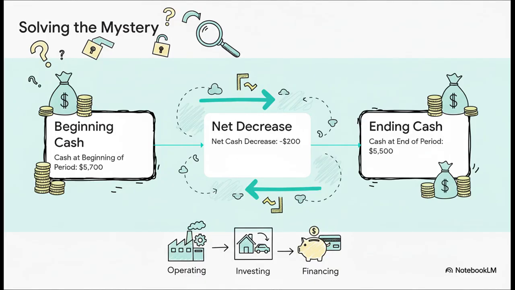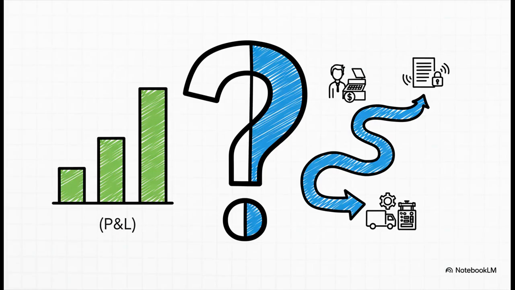The business started the month of April with $5,700 in the bank. We just figured out that its net cash position decreased by $200 over the month. So you take the starting cash, subtract the decrease, and what do you get? $5,500. It matches the ending bank balance to the penny. Case closed.